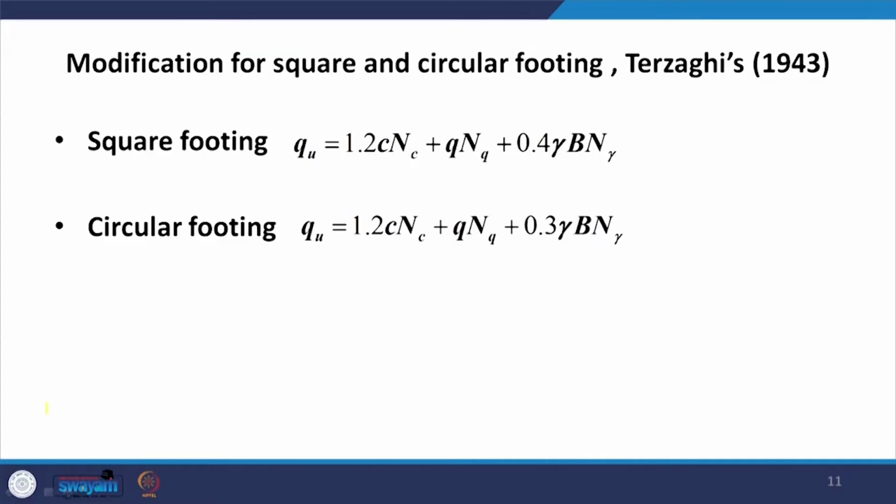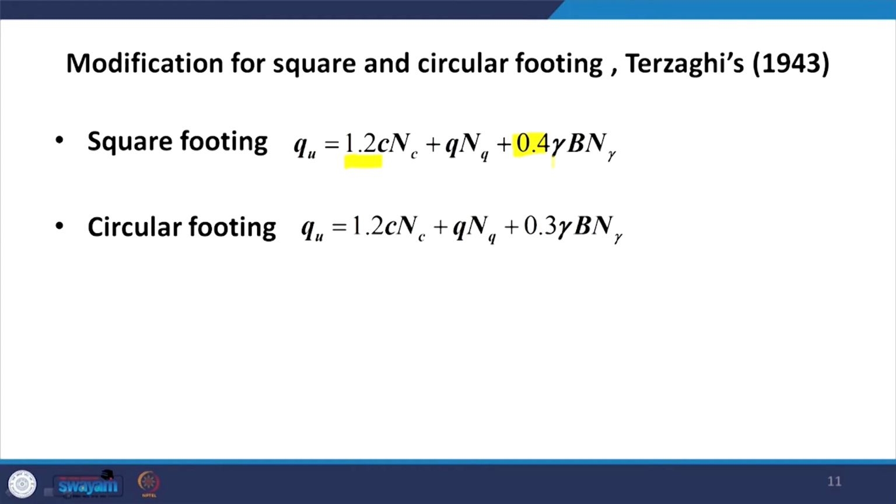So far, whatever we have discussed was for strip or continuous footing. However, Terzaghi also suggested modifications for square and circular footings. For square footing, the equation is given here. The first term is the same, but a factor 1.2 is added to it. There is no change in the second term, while in the third term 0.4 comes instead of 0.5. So for square footing there are two changes: the cohesive term has increased, while the last term, related to unit weight, has decreased.